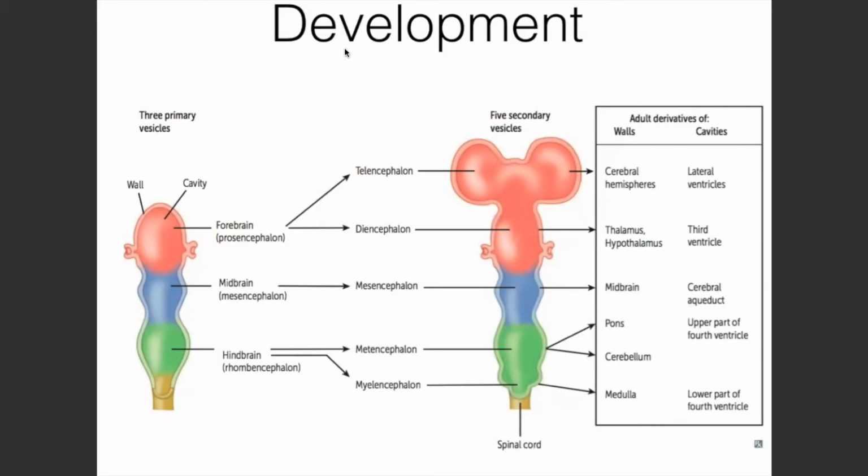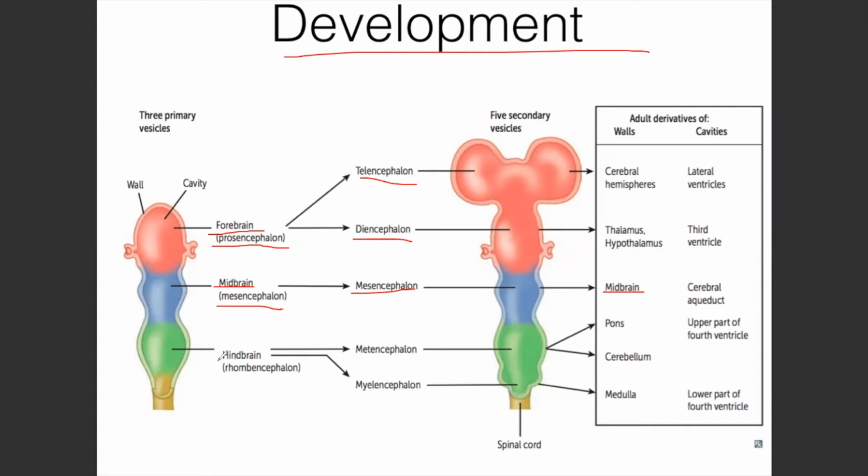Okay, so next we'll talk about the development or the embryology of this CNS. Basically, in the beginning, we have a tube, and the tube has dilations. So we've got the wall and the cavity, and these cavities end up becoming the parts of the brain. So we have the forebrain, which is also in the embryo known as the prosencephalon, and the prosencephalon gives us the telencephalon, which is again the cerebral hemispheres, and the diencephalon, which is the thalamus and hypothalamus. Then we've got the midbrain, which is the mesencephalon, which is going to become the midbrain.